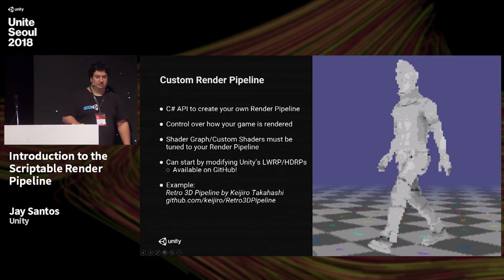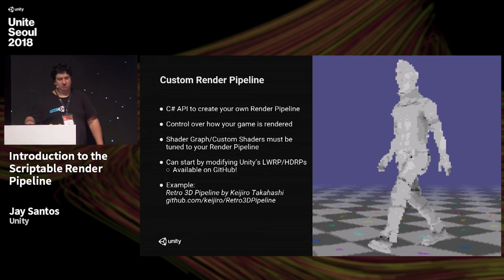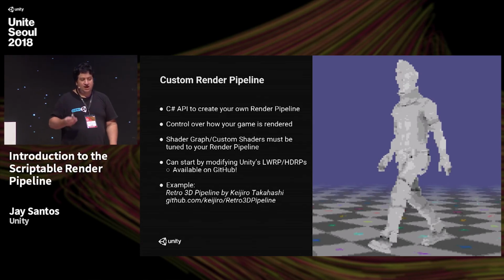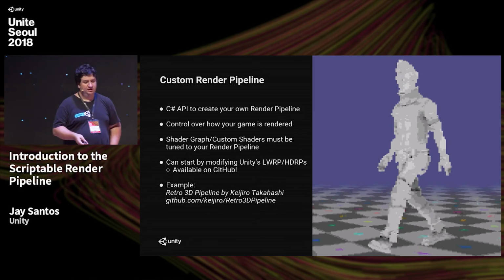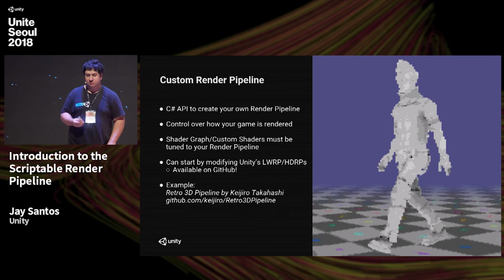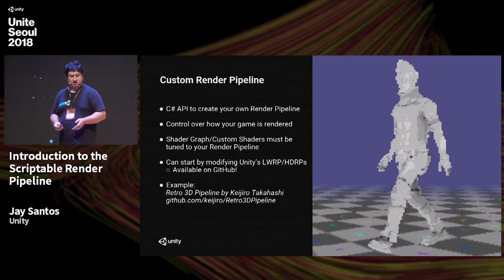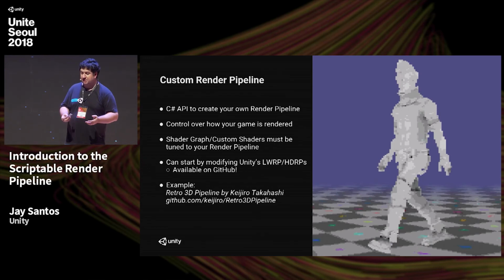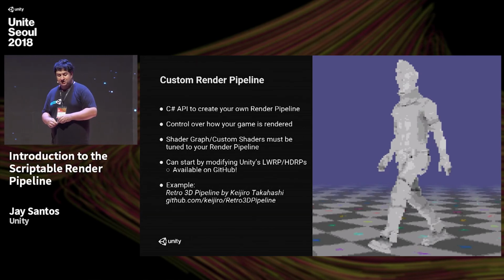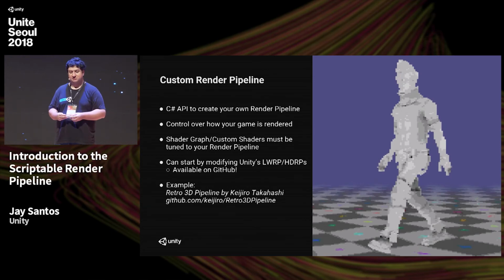So you also have, besides the HDRP and the LWRP that you've seen, as I mentioned, the great advantage of the rendering of the SRPs is to allow you to create your own custom render pipelines, right? So we have a C# API exposed to you to allow you to create that. One of the examples, as you see here at the right of the slide, is a custom pipeline created by Keijiro Takahashi, who works for Unity Japan. This is the retro 3D pipeline. It draws the objects in a retro PlayStation 1 style of graphics.